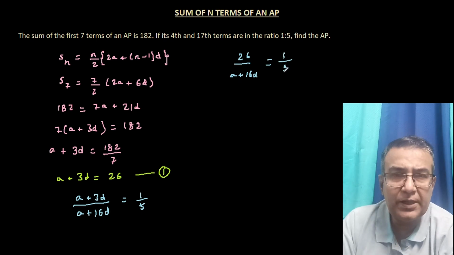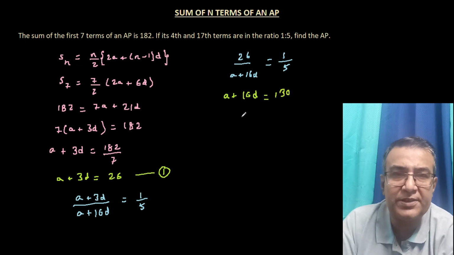We can then cross multiply. So this a plus 16d goes to the other side, gets multiplied by 1, and we are left with a plus 16d. This 5 goes and multiplies itself to 26. So 26 times 5 is 130. Let me call that equation number 2.